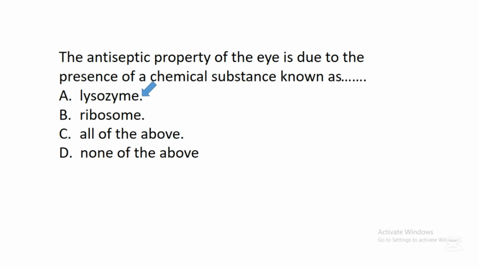This lysozyme is an enzyme that is found in many cells that produce secretions, and the eye cell is one of the cells in the body that produce this secretion known as lysozyme. This lysozyme digests foreign particles like bacteria to ensure that those bacteria don't harm the eye. Because of the fact that this chemical substance known as lysozyme can be found in the eye, it has made the eye antiseptic naturally.